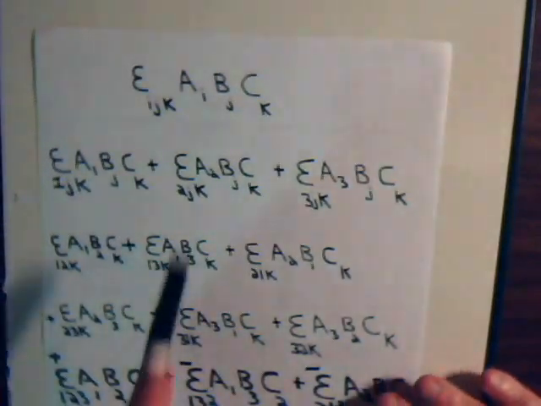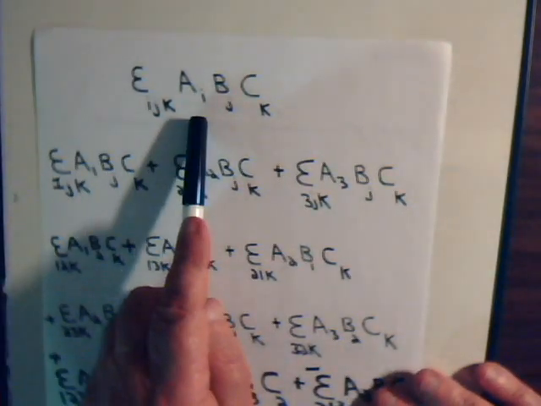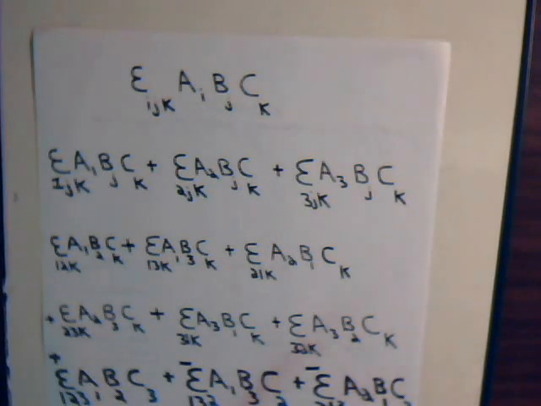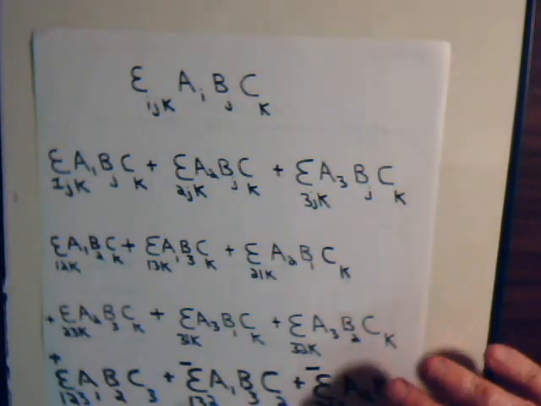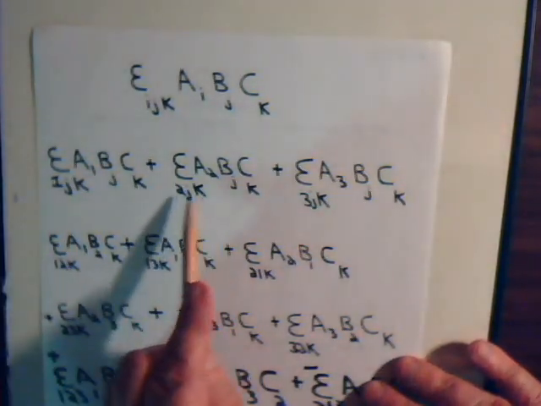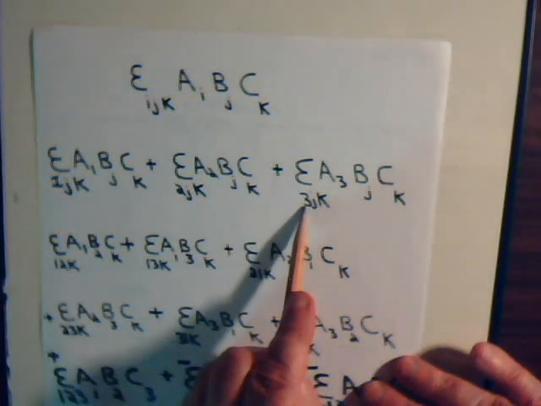And here we have epsilon ijk, ai, bj, ck. I is repeated, j is repeated, k is repeated. We sum over all of them. So first we'll sum over the I. So I goes from 1 to 3. So here we have I is 1, I is 2, I is 3.